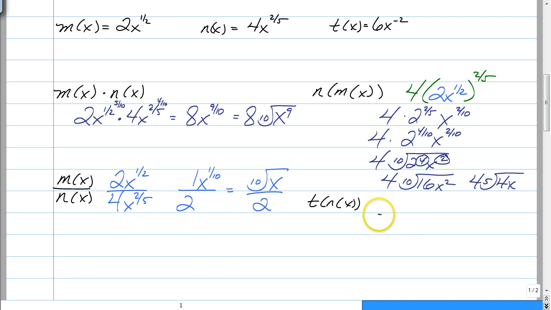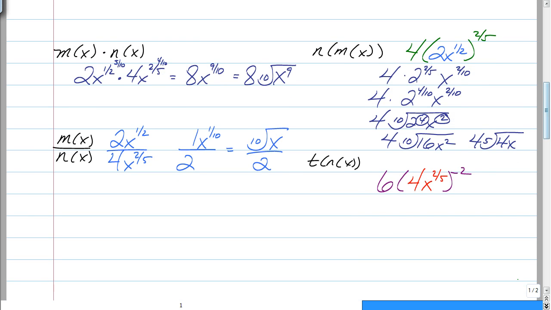Last example, t is going to take in n, so we have 6, and then we have our x to the -2. And we're going to put n inside. That's 4 x to the 2/5. And that's going to flip it. So this is going to become, make a little more room, 6 over 4x to the 2/5 squared. Because that negative just took the reciprocal of just the parentheses. And that's going to become 6 over, that's going to give you 16 x to the 4/5.